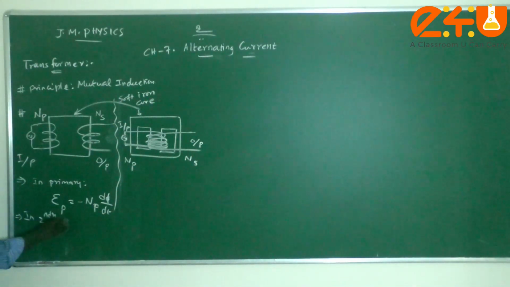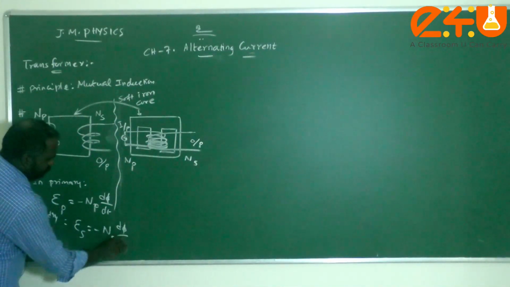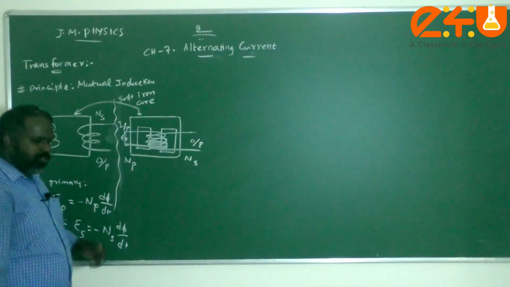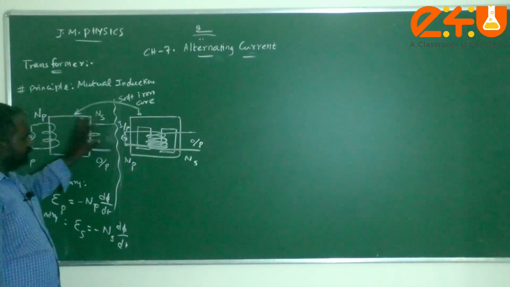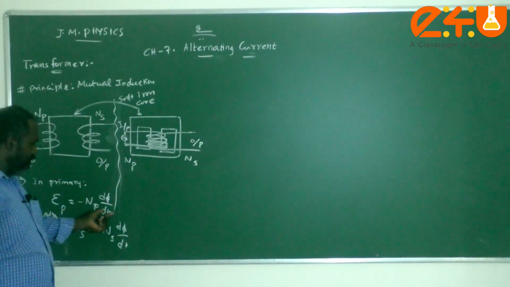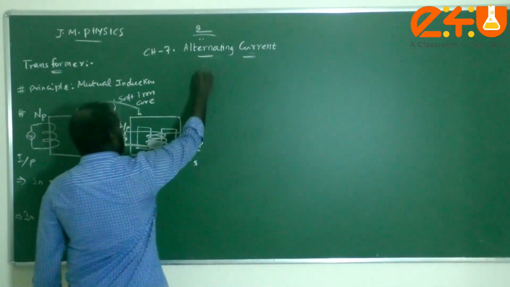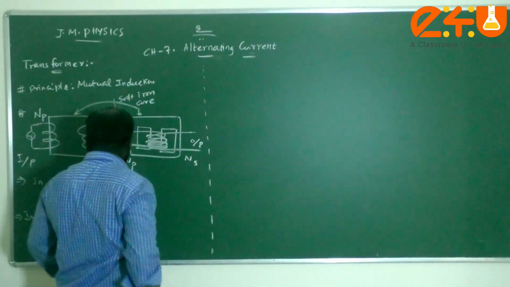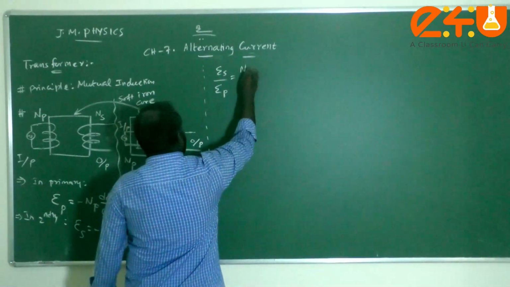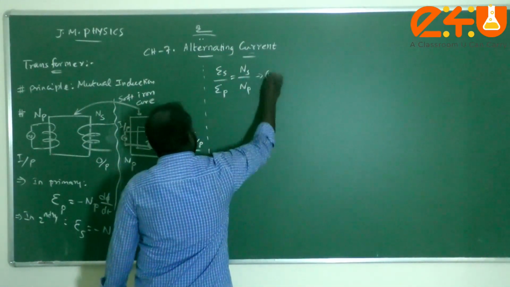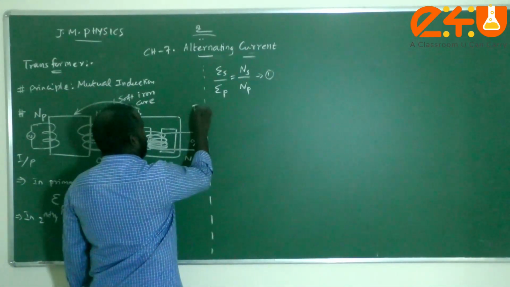Similarly, in the secondary circuit, ES equals minus NS into dφ by dt. Here, for the ideal situation, I am assuming that whatever flux is produced in the primary is completely linked with the secondary. Therefore, here also dφ by dt. Dividing these, I get ES by EP equal to NS by NP. Say this is equation number 1.